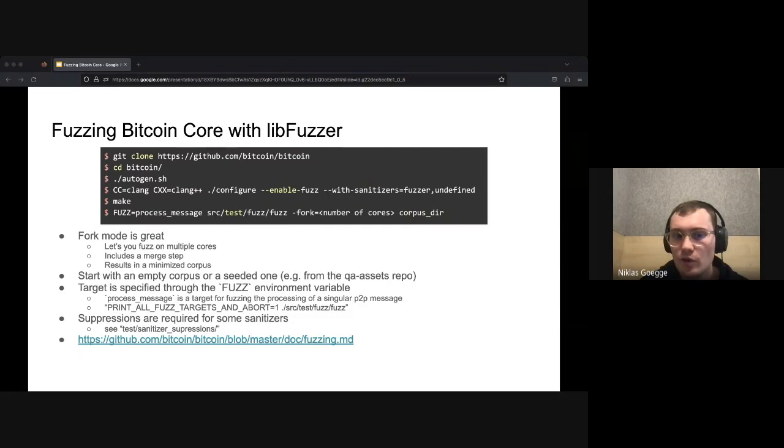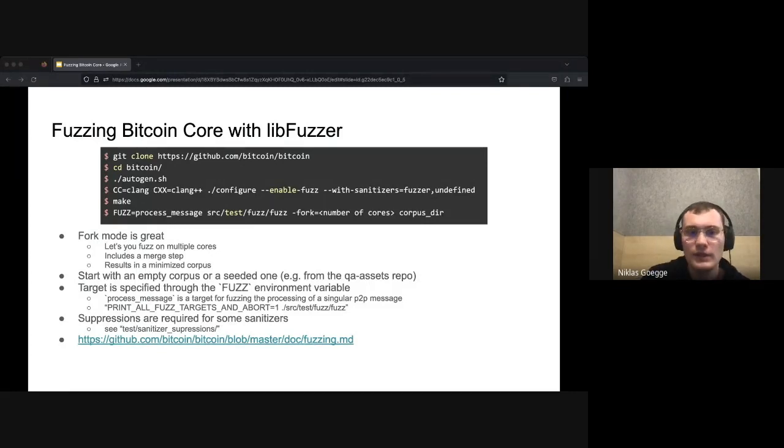You can start with an empty corpus, or you can download a corpus from QA assets and continue building on that. The target you're trying to fuzz is specified through the fuzz environment variable. This is sort of one quirk of our fuzzing infrastructure, where all the fuzz targets are compiled into one binary, and then you select which target you're executing using this environment variable. For example, the process message target that I'm fuzzing in this example is fuzzing the processing of one singular P2P message.